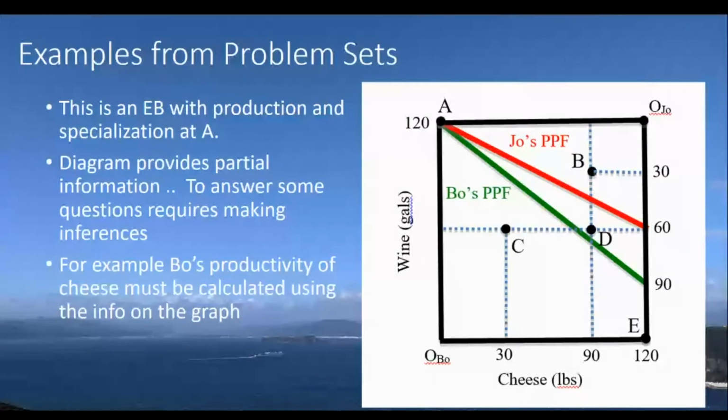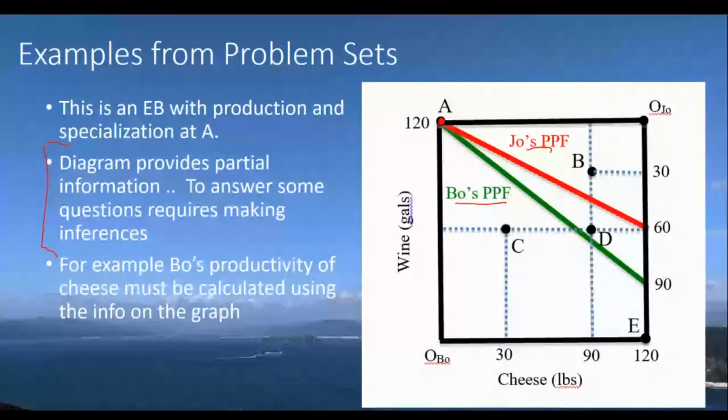Okay, this is an Edgeworth box, first bullet point, with production and specialization at A. And you're going to see PPFs that look like this, where you've got a box diagram, you've got two lines drawn. It says Joe's PPF, Bo's PPF, and you can see which ones they are. Okay, this next point I want to highlight is an important one.